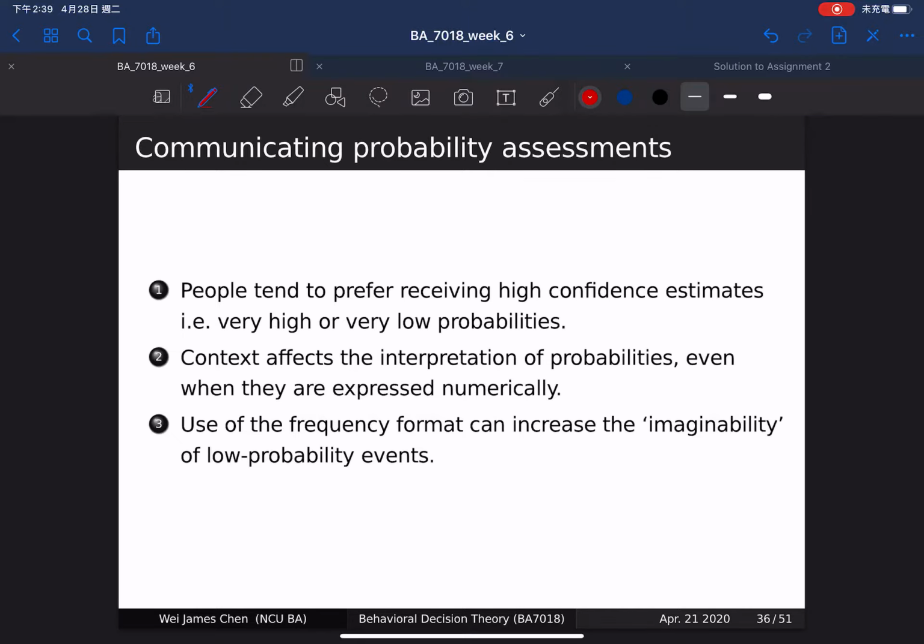Any more problems about probability elicitation? Okay, so we have 10 minutes left. I want to talk about the next chapter in Hall. So let's take a break until 2:50 and come back, and then I will do a 1 hour lecture for the next chapter. Okay.